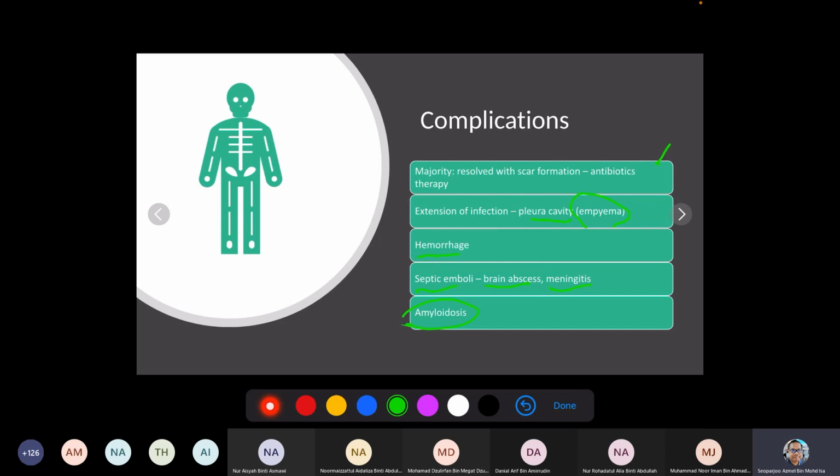And sometimes during the healing process, there will be amyloidosis. Amyloid is actually the proteinaceous material that is secreted during inflammation, and after the inflammation has healed, a lot of this is left behind and cannot be digested by our body, leaving amyloidosis.